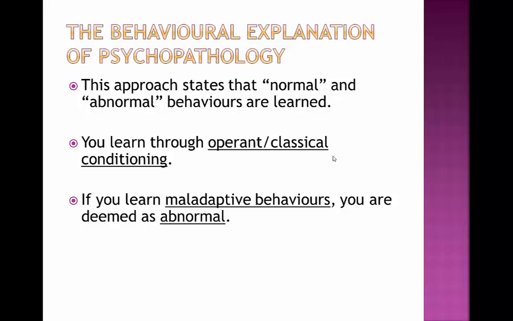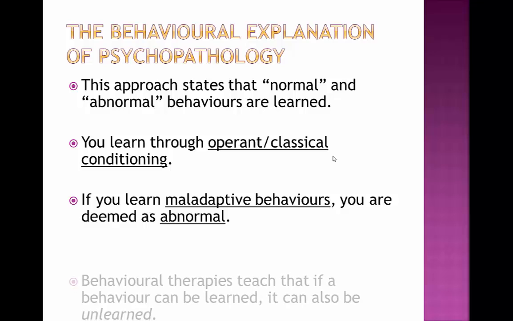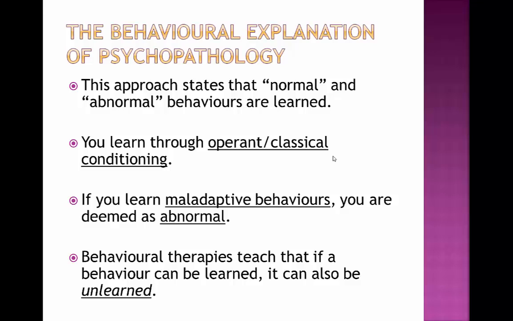So, for example, operant conditioning is a type of learning where we learn through consequences and rewards from our actions. So if someone learns that a consequence of them hitting someone is actually a positive reward, they're going to be learning maladaptively, and this is going to result in an abnormal behaviour of someone punching everyone all the time. So behavioural therapies teach that if a behaviour can actually be learned through operant and classical conditioning, it can also be unlearned or learned differently in order to eliminate this abnormal behaviour.